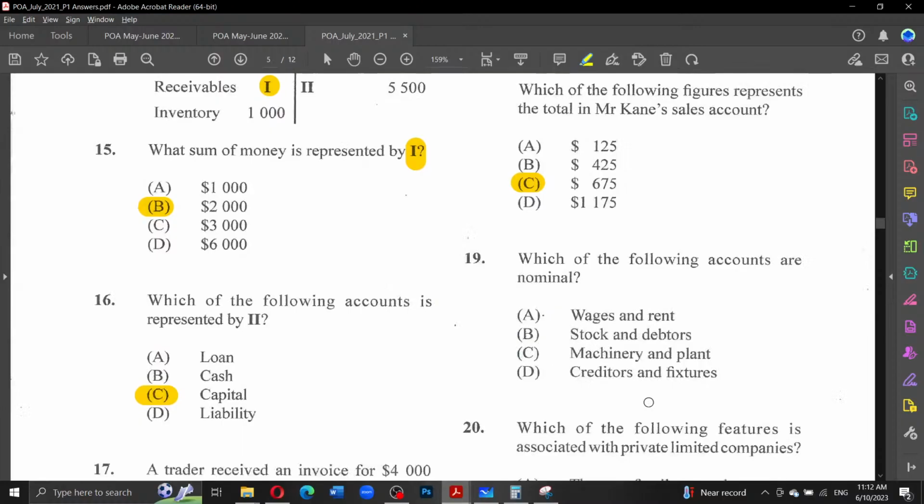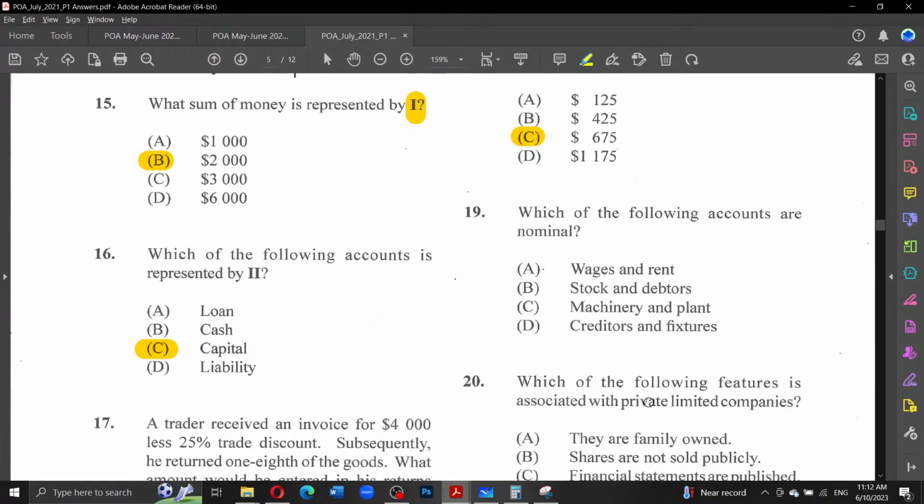Which of the following accounts are nominal? Remember, nominal accounts are what go in the income statement. Wages and rent. Alright, this is correct. Let's see others. Inventories and debtors: this is a current asset, this here is a non-current asset. Creditors and fixtures: this here is liability and asset, which go in the SOFP or balance sheet. So the answer is A.